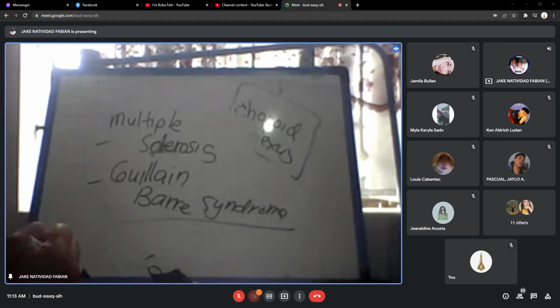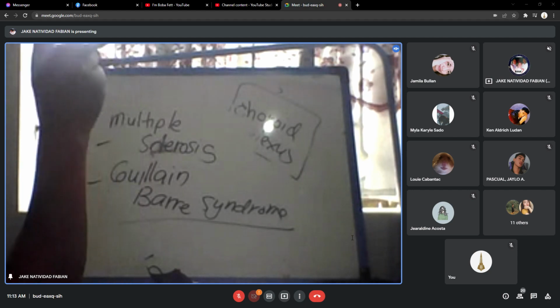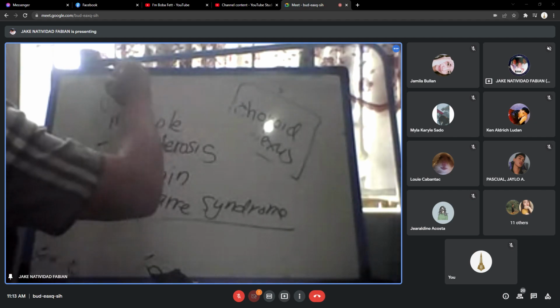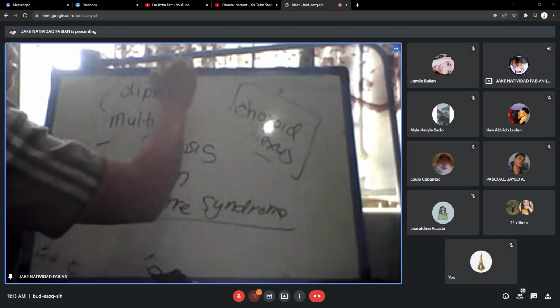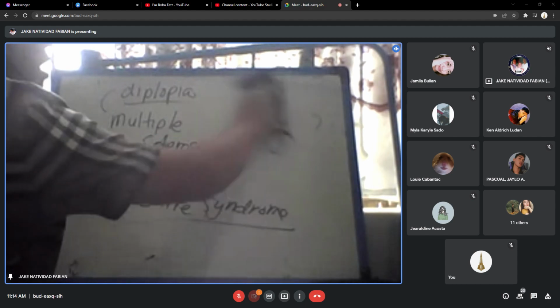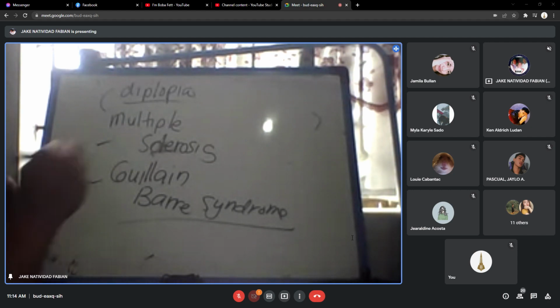So in your multiple sclerosis, ang presenting sign nito, the earliest, is a vision loss. The patient may complain of a vision loss. The patient may also complain of double vision or diplopia. Later, meron tayong illustration. Makikita pa natin yung ibang signs and symptoms mamaya. So aside from diplopia, the patient may also complain of dysarthria.